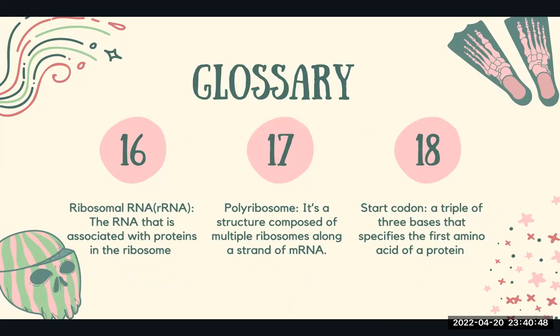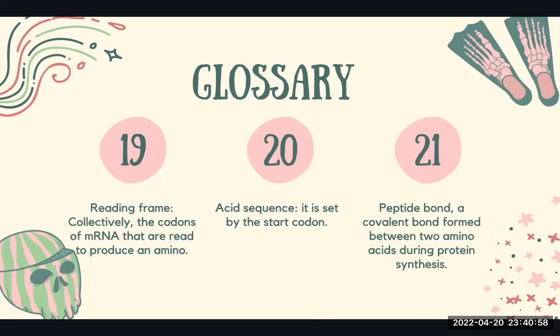Start codon. A triplet of bases that specifies the first amino acid of a protein. Reading frame. This is collectively the codons of the mRNA that are read to produce an amino acid sequence. It is set by the start codon. Peptide bond. This is a covalent bond formed between two amino acids during protein synthesis.